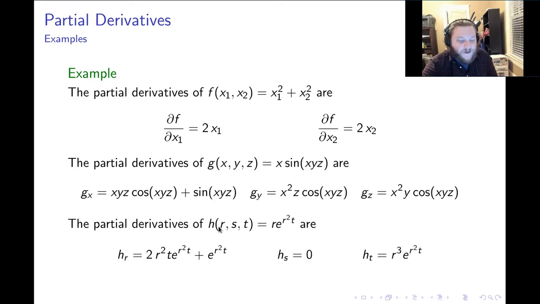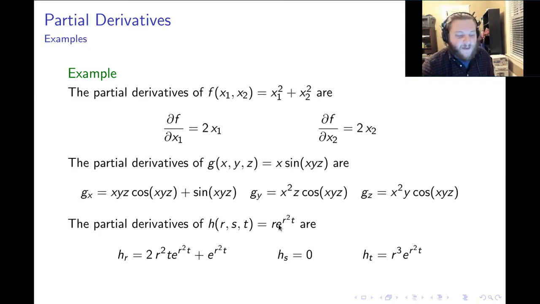This is another scalar field on R3 called h, and the input variables here are r, s, and t. And the formula for this scalar field is r times e to the r squared t. So again, because I have 3 input variables, I can take 3 partial derivatives. If I take my partial derivative of h with respect to r, here I'm using subscript notation, I'll need the product rule. So this is r times e to the something involving r.